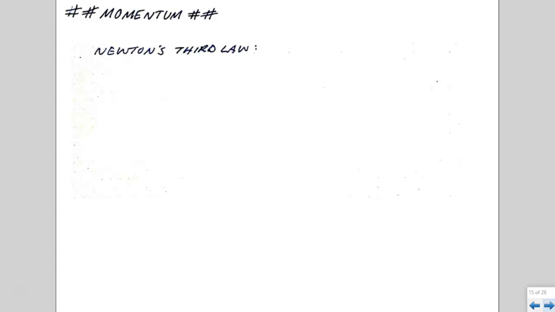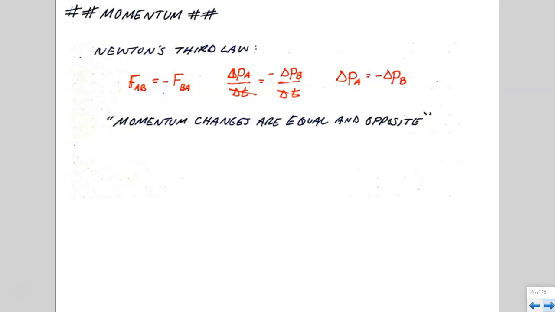The third law told us about how action-reaction forces work. These forces are equal and opposite. So if we sub in Newton's second law in terms of momentum, notice the time will be the same, since when two objects collide, they have to interact for the same amount of time. So the times cancel, and we're left with the change in momentum A is equal and opposite to the change in momentum B. This shows us that all momentum changes when two objects interact are equal and opposite.